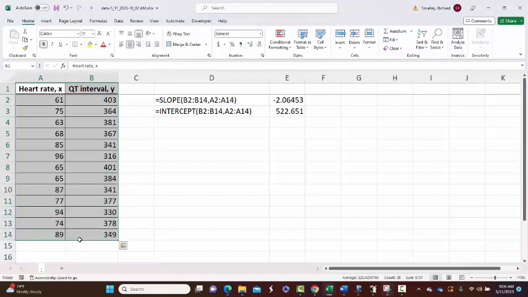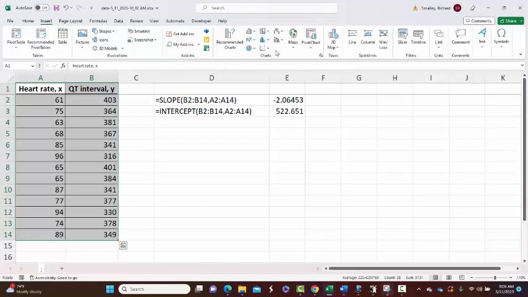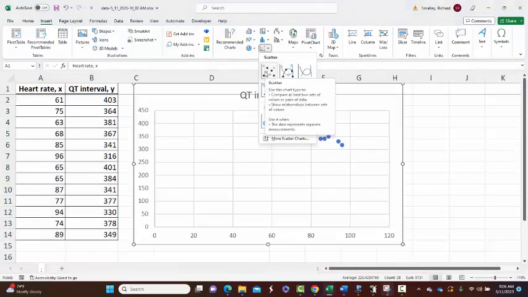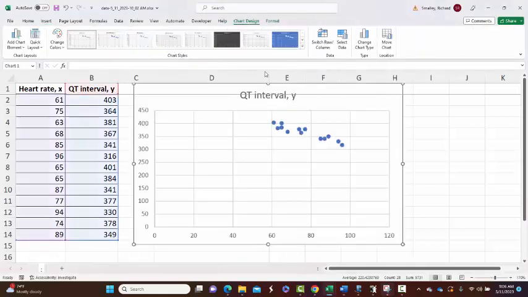So I'm going to highlight these, insert charts. There's a bunch of dots. That's probably it right there. There we go. All right. So we can then go and look at the model and get the answer off of that.